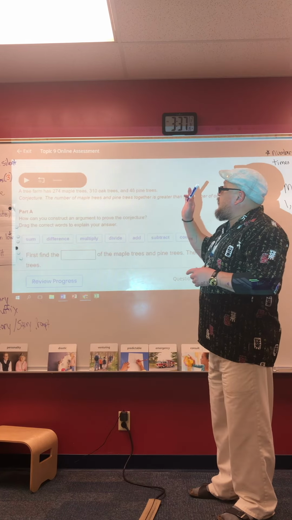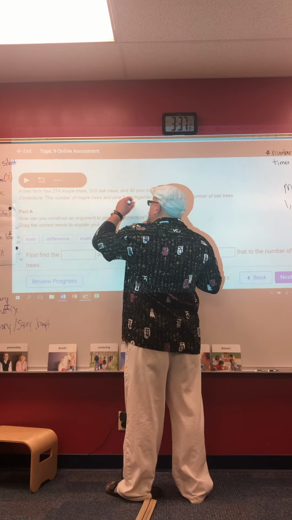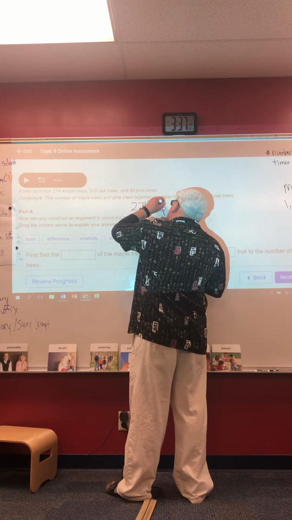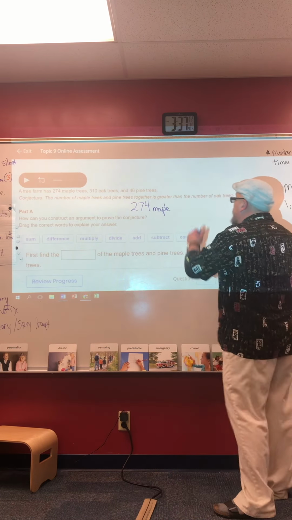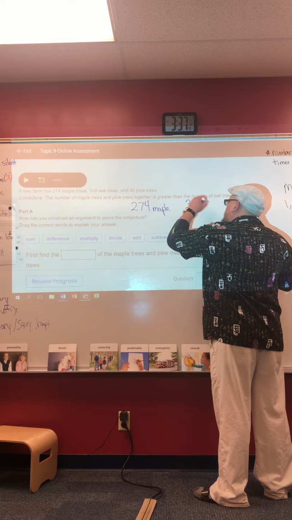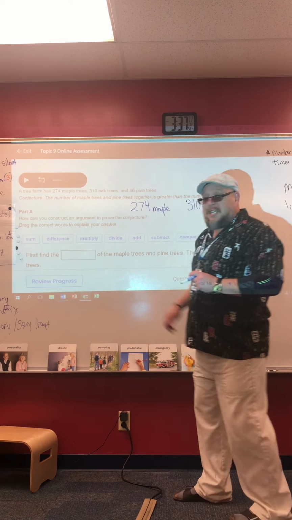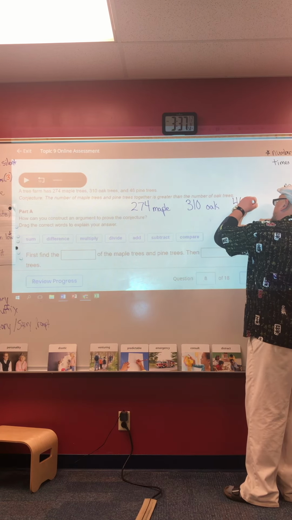Okay, first of all, what do we know? We know there's 274 maple trees. So I'll write 274 maple. And I always tell them to write it out. Then we know there's 310 oak trees. So I'll write 310 oak. Then we also know there's 46 pine trees. So I will write out 46 pine.